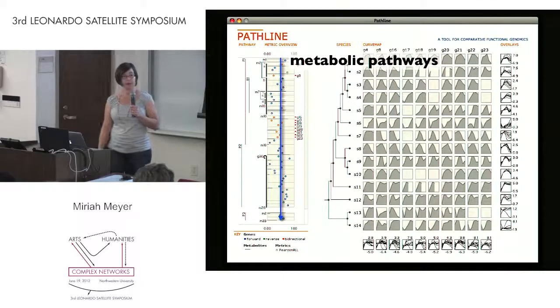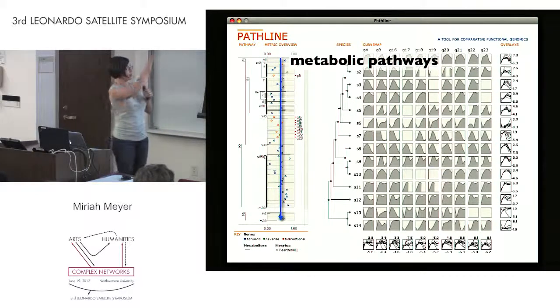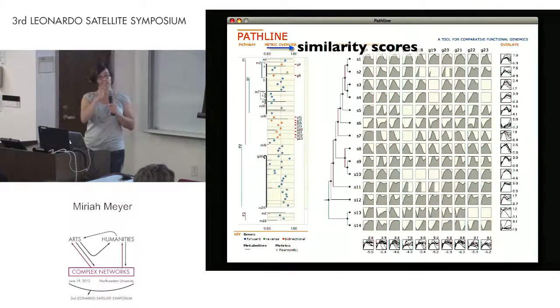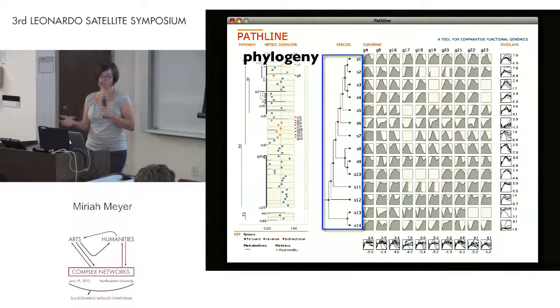We're showing the metabolic pathways, or those directed graphs, as an ordered list of nodes down the vertical axis. And then we show similarity scores as position along the horizontal axis. We show it as the length of lines for the metabolites and the position of circles for the genes. We then show that temporal gene expression data in this curve map, which is augmented by the phylogenetic relationship of the species.